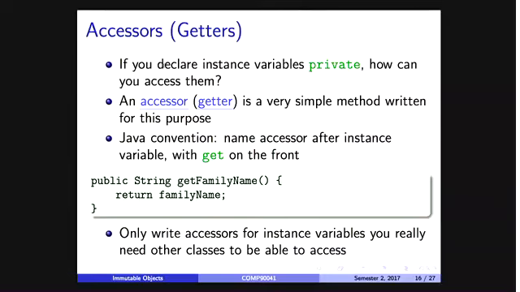The return type of the method is always going to be the type of the instance variable, because that's what you're asking for. The name is always going to be get, followed by the instance variable name, except you have to capitalize the first letter, right? Camel case. And the body is always going to be return, and then the name of the instance variable. So it's perfectly unambiguously defined what an accessor should look like.